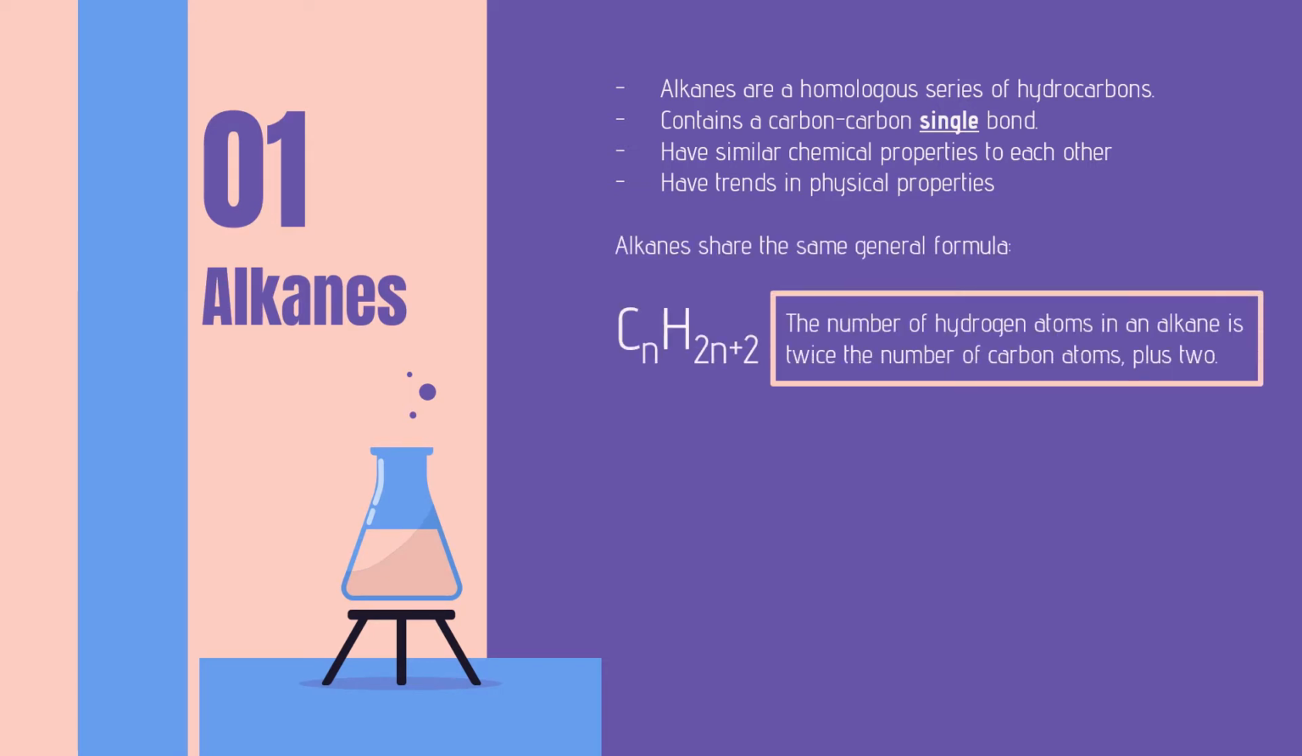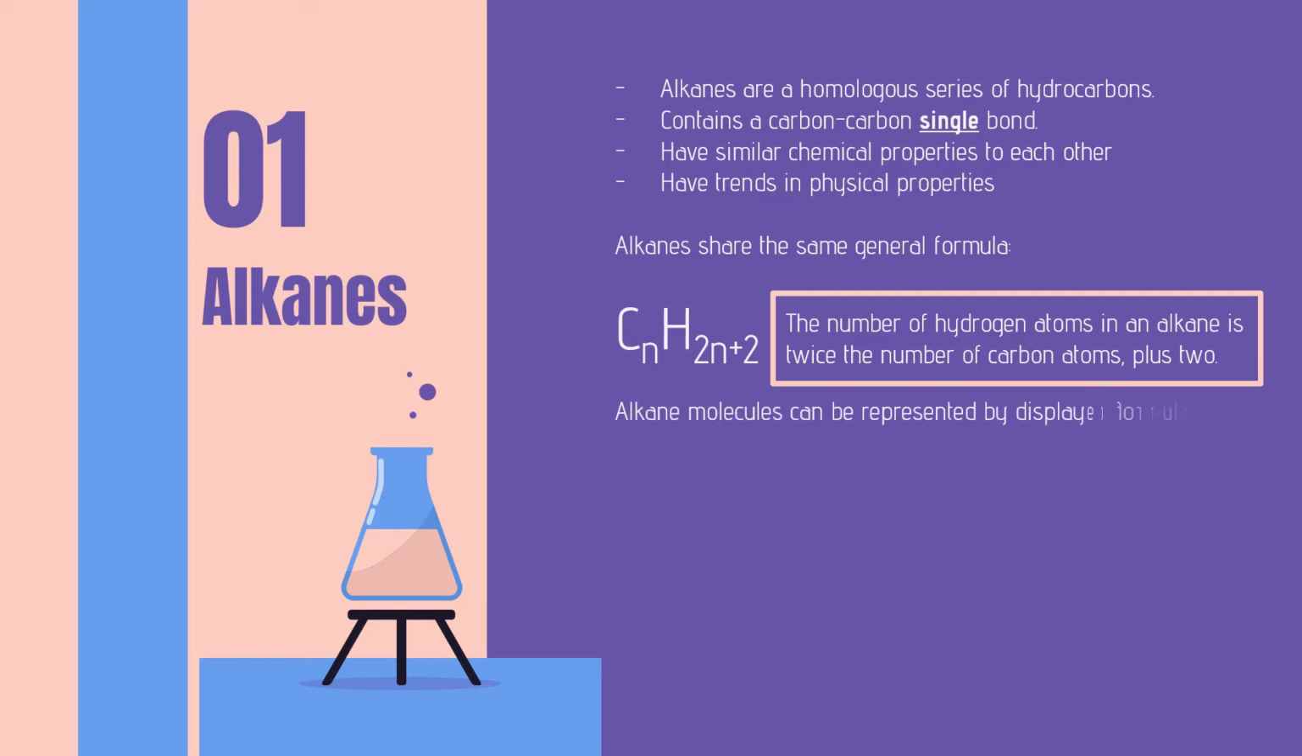Alkanes share the same general formula of CnH2n+2. The number of hydrogen atoms in an alkane is twice the number of carbon atoms plus 2. An example will be methane, because methane has a formula of CH4. But how? Methane has 1 carbon atom, so the hydrogen atoms will be twice of that plus 2, giving us a total of 4 hydrogen atoms.